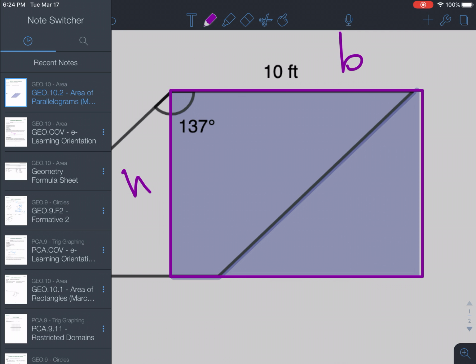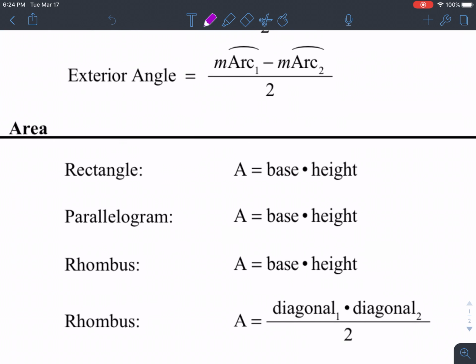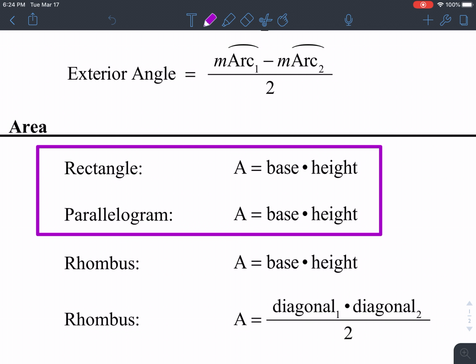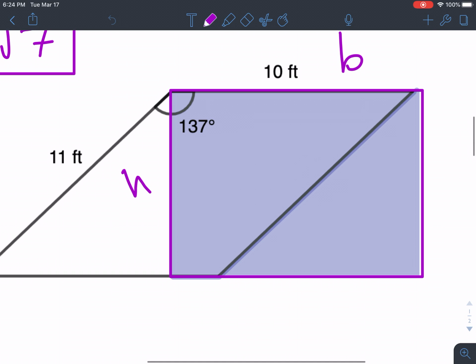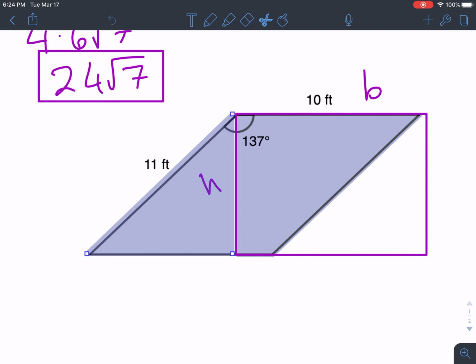One thing that you might notice in our summary sheet is that the rectangle and the parallelogram have the same area formula. Area is equal to base times height. And it's for that reason, because we can just move this triangle back and forth.